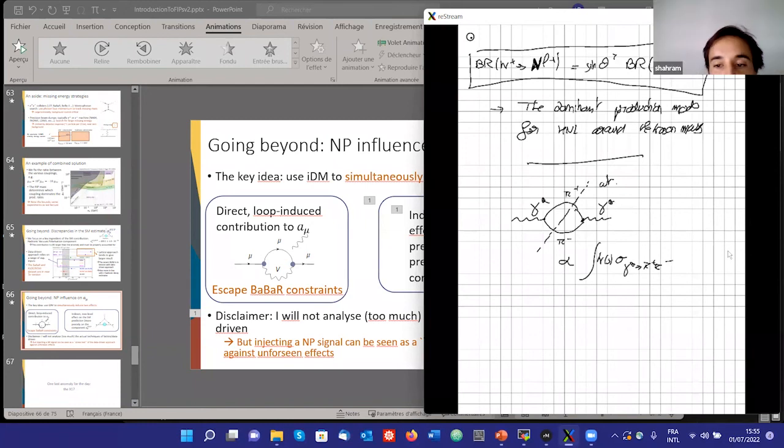You mean you can measure from e+ e-? Sorry? You mean that you can measure this? So this typically is measured from the ratio, which is called R, which is sigma e+ e- to pi pi. Just to confirm that we're on the same page.